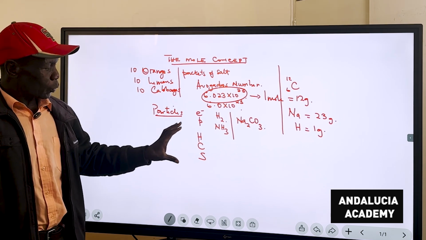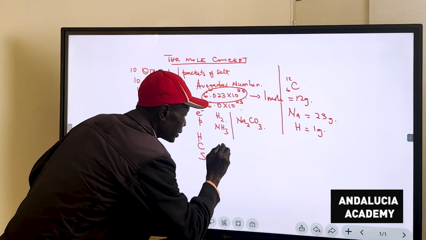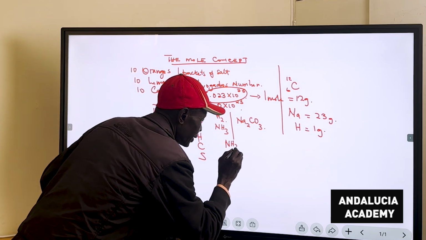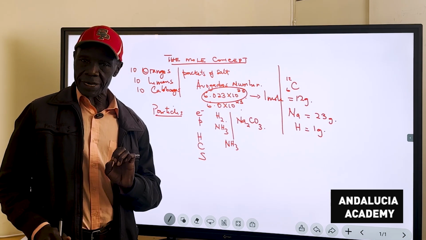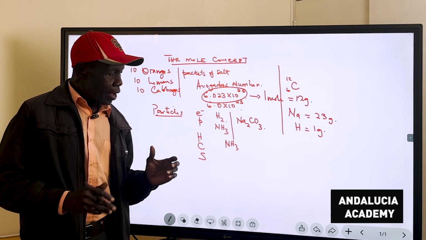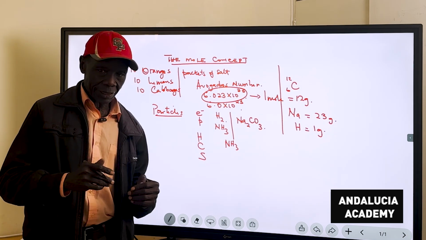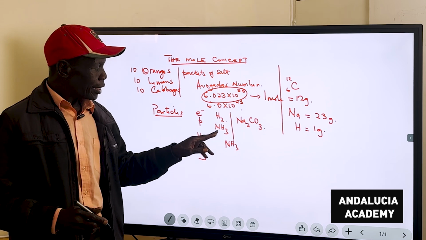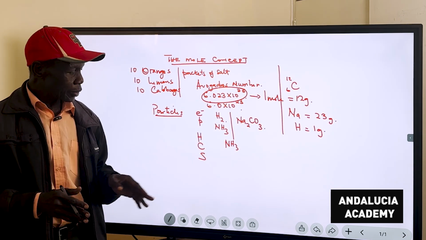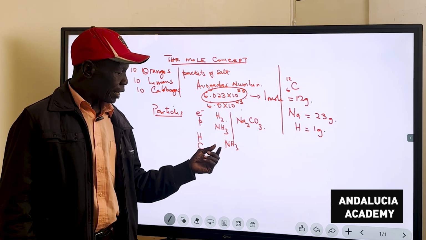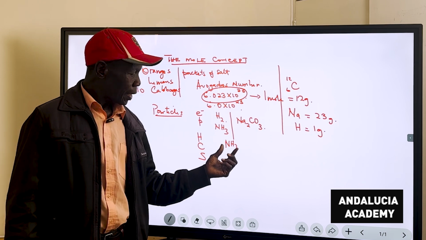Now, these particles we said could be atoms, but they could also be molecules. So when I write NH3, I mean 1 mole of molecules of ammonia. But you can see that ammonia is not a unit alone. It has other elements. So when I take the mass of 1 mole of ammonia, I must look at what are the elements which make ammonia. You can see here I have 1 mole of nitrogen and 3 moles of hydrogen.